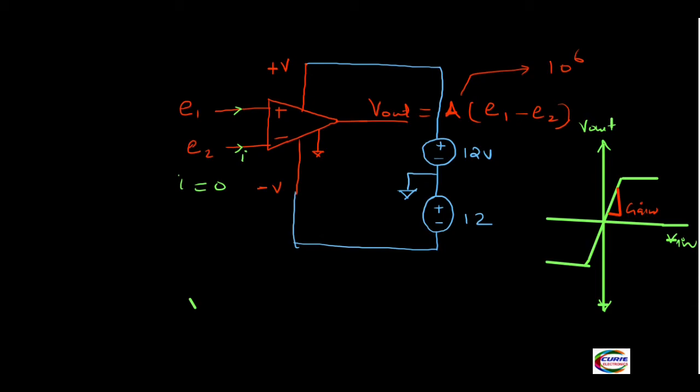After the linear region, the op-amp goes to saturation, at minus V and plus V. That means the output will go to the power supply. Once the op-amp gets saturated, the output depends on the supply we have applied. So this is the basic idea about the operational amplifier.